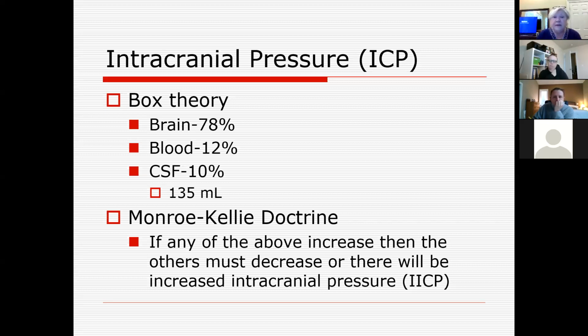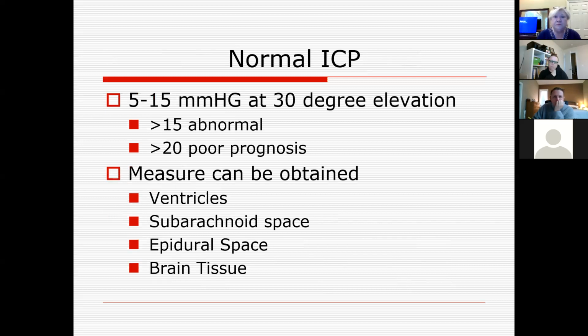intracranial pressure. Now, the normal intracranial pressure is between 5 and 15. So anything greater than 15 is considered abnormal, with your head up 30 degrees. That's how we measure it. If it's greater than 20 and is sustained at greater than 20, then you have a very poor prognosis. So if it's between 15 and 20, it's abnormal, it's elevated, but you could probably live with that and not really have a lot of problems. But if it's greater than 20 and it stays that way, you probably will have problems.